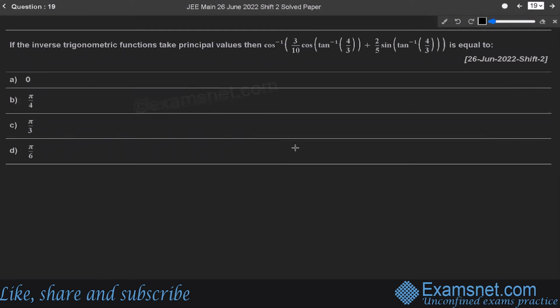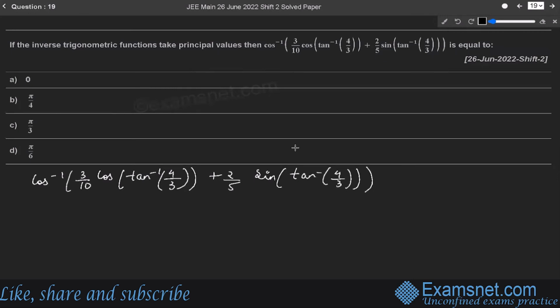Next question is, if the inverse trigonometric functions take principal values, then cos inverse of (3/10 into cos of tan inverse 4/3 plus 2/5 sine of tan inverse 4/3) is equal to. So we have to find its value. This can be written as cos inverse of (3/10 into 3/5 plus 2/5 into 4/5). So it will be equal to cos inverse 1/2.